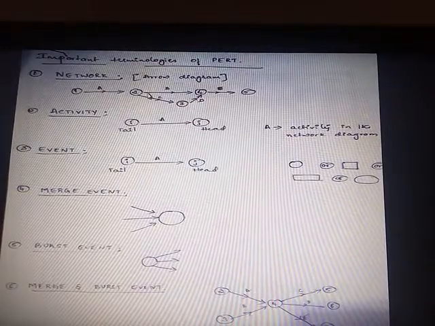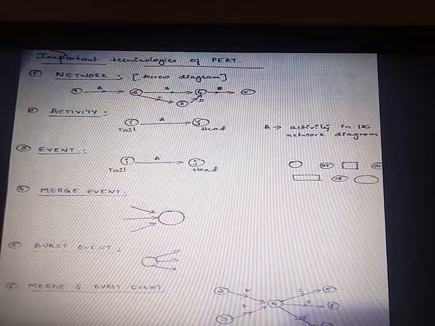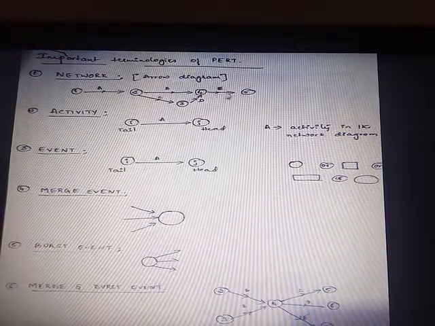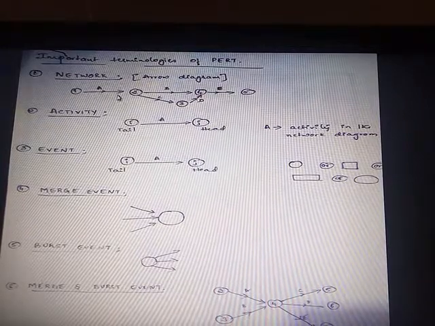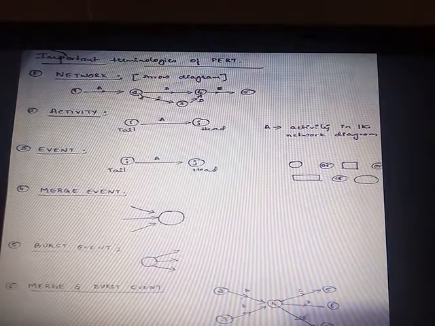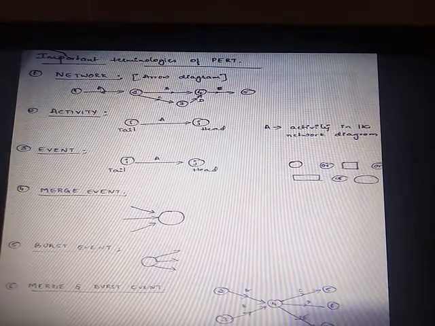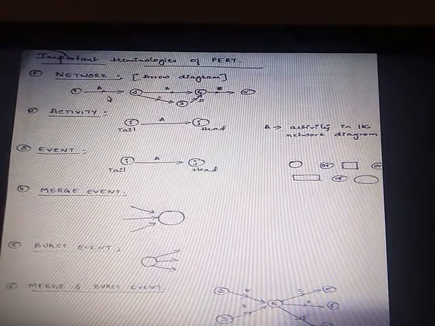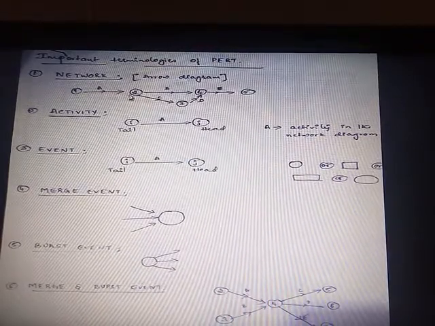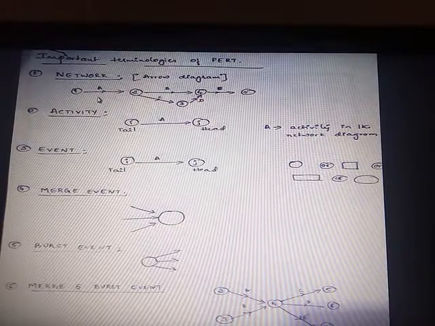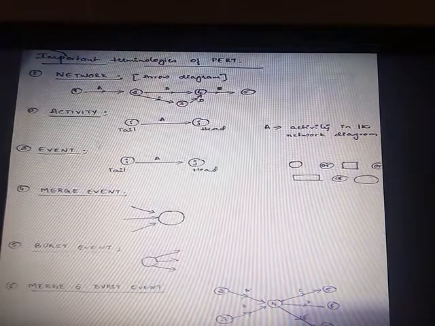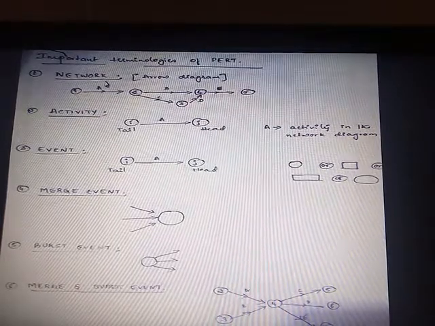Network is nothing but a graphical representation of logical and sequential connections of arrows and nodes. This is the arrow and this one is the node. So this node is nothing but an event and this arrow is nothing but an activity. Or you can say that network is a combination or graphical representation of arrows as well as nodes, or a graphical representation of activities and events. This is about the network, the first definition.